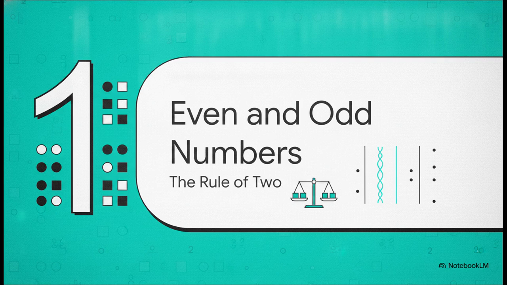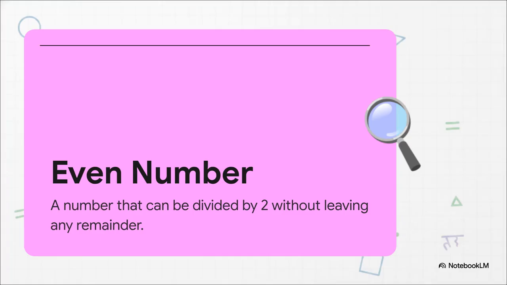Okay, section 1, even and odd numbers, the rule of 2. We're going to kick things off with the most basic binary in math, which is classifying numbers by their relationship with the number 2. This is essentially your first major filter. So, the absolutely crucial point here is that even numbers are perfectly divisible by 2. Think of it like having a pile of items and dividing them equally between two people. If it's an even number, both people get the exact same amount and there is 0 left over.